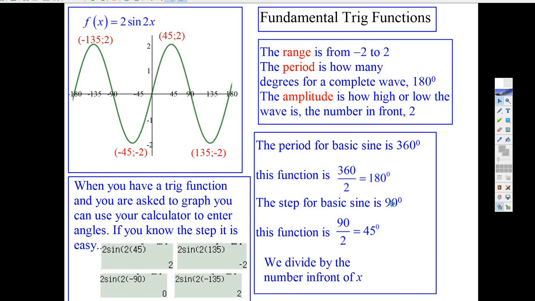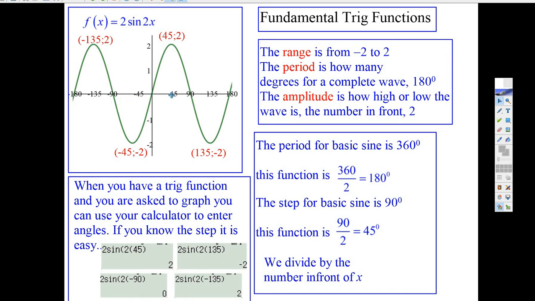The step for the basic sine is 90 degrees. Every 90 degrees, it goes to the top, comes to the middle, goes to the bottom. You can find all the things you graph every 90 degrees. But the step for this graph is 45. We take that 90 and divide it by 2. So every 45 degrees, something happens. We divide by the number in front of x to change our period and our step.